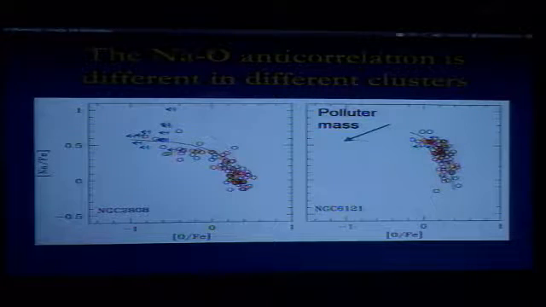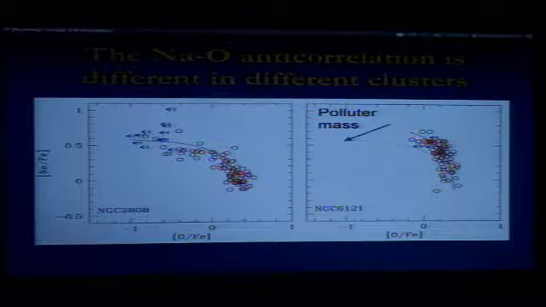Okay, so I have said that the sodium-oxygen anticorrelation is general. All globular clusters show it, but they show it in a different way from cluster to cluster. These are the sample, two clusters. One is M4, NGC 6121. The other one is NGC 2808. Both show a sodium-oxygen anticorrelation, but you see that the two distributions are quite different.